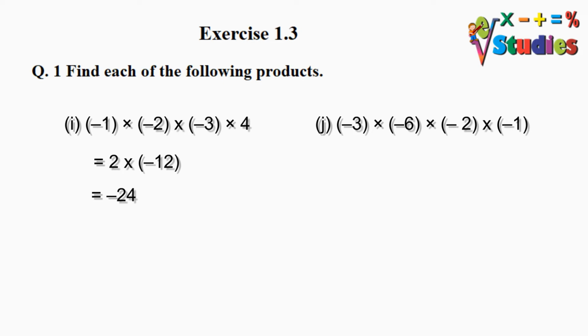We have negative 3 multiplied by negative 6 multiplied by negative 2 multiplied by negative 1. So multiplying negative 3 with negative 6 will give us positive 18, and multiplying negative 2 with negative 1 will give us positive 2. So we have positive 18 and positive 2. When we multiply them, we'll get the answer positive 36.